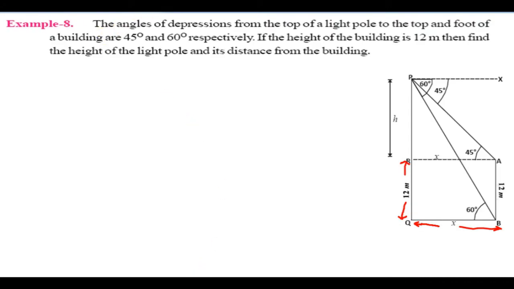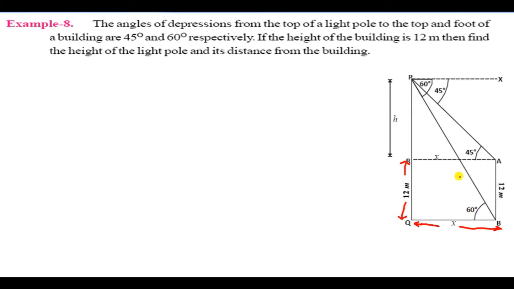The angle of elevation, the angle of depression from the top of a light pole. It is your light pole, that is PQ, and top is point P. The angle of depression to the top and the foot of the building are 45 degree and 60 degree respectively. One is 45 degree and the second one is 60 degree. This you can see here, one angle and the second angle is this. With the help of alternate angles, it is 45 degree and it is 60 degree.